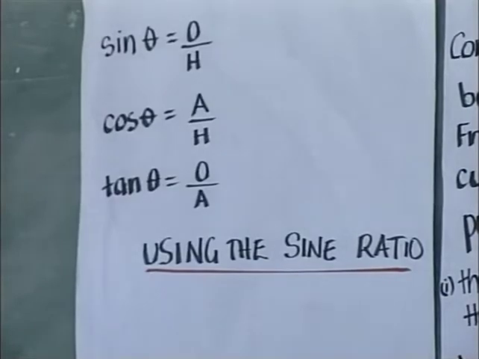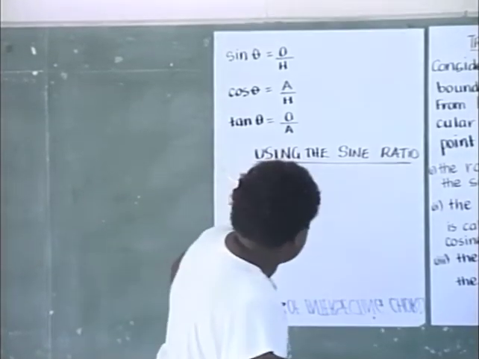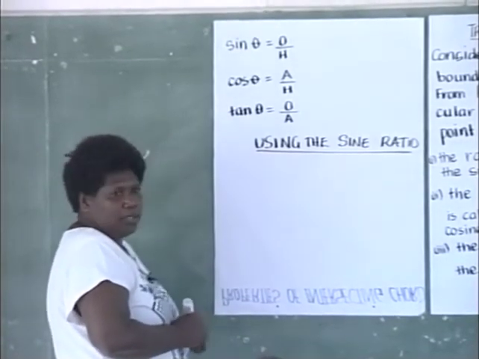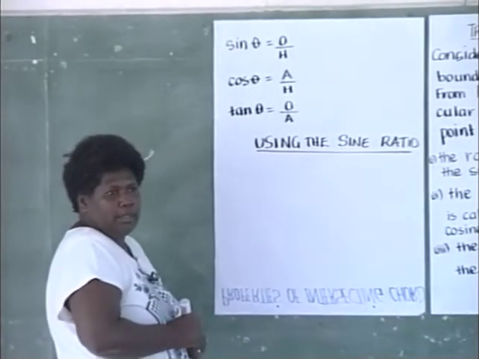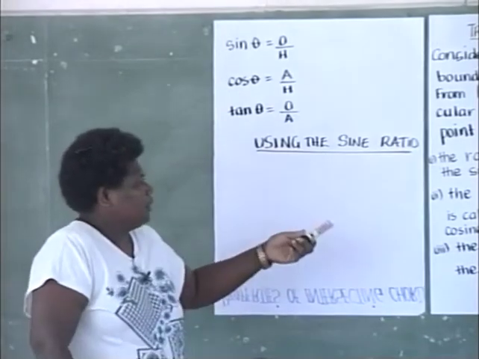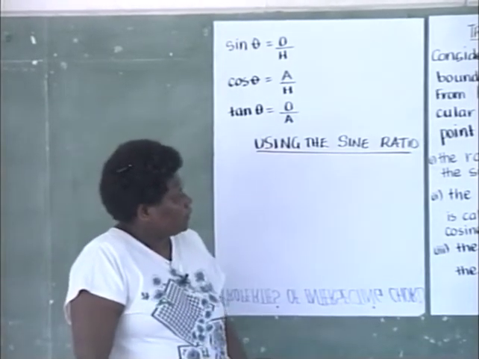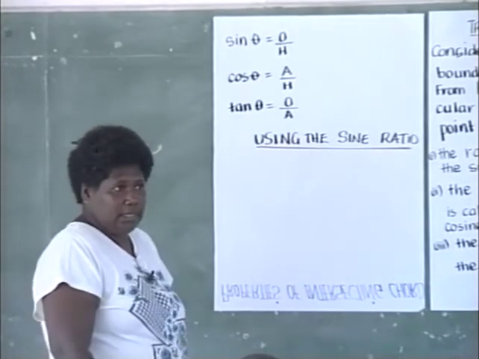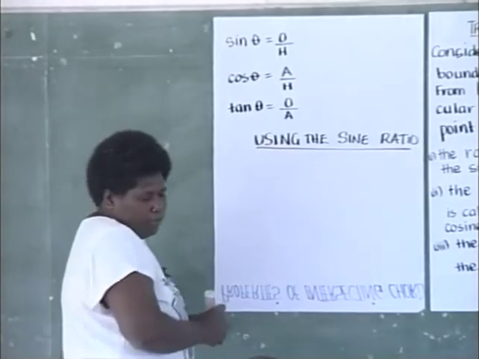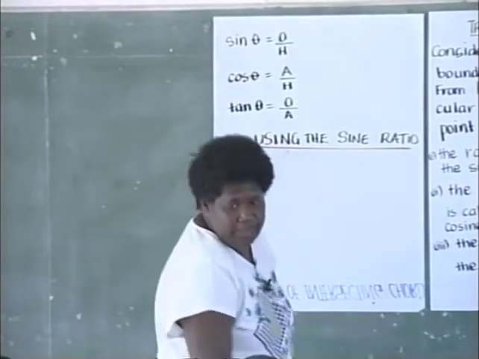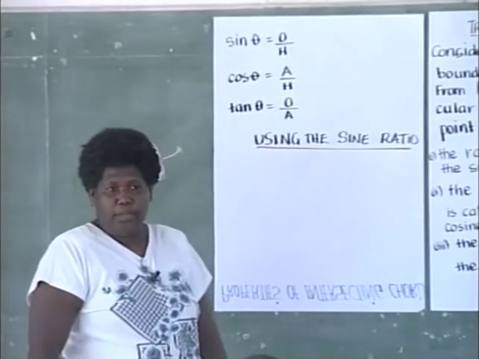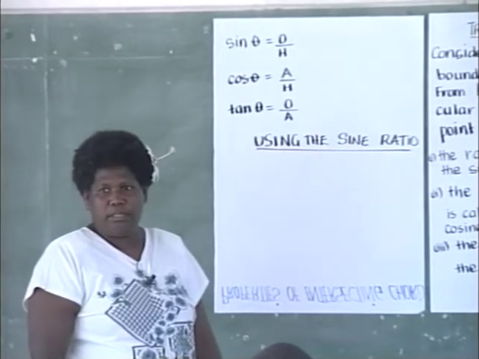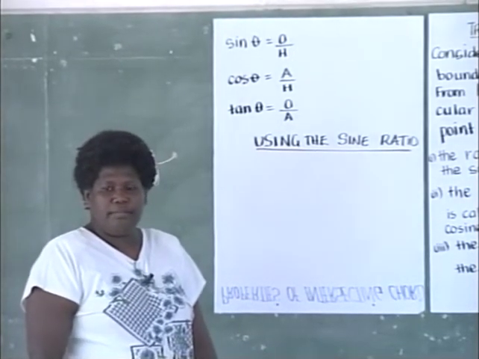Okay, before you do the exercise, I'm going to give you 2 examples. We are going to use the ratios, first the sine ratio, and then the cosine ratio, and then the tangent ratio. You will note that you have to have a calculator. We are no longer going to use tables. That's what you did in grade 10. You have to have a calculator.